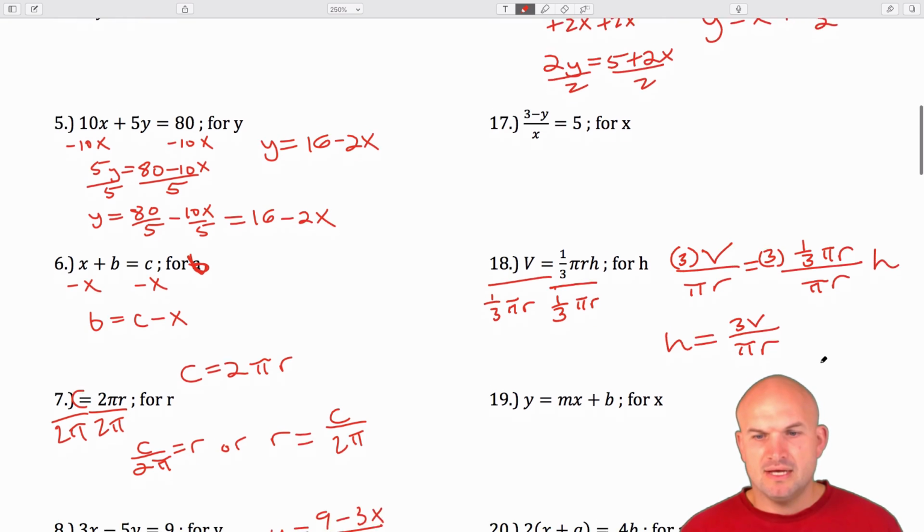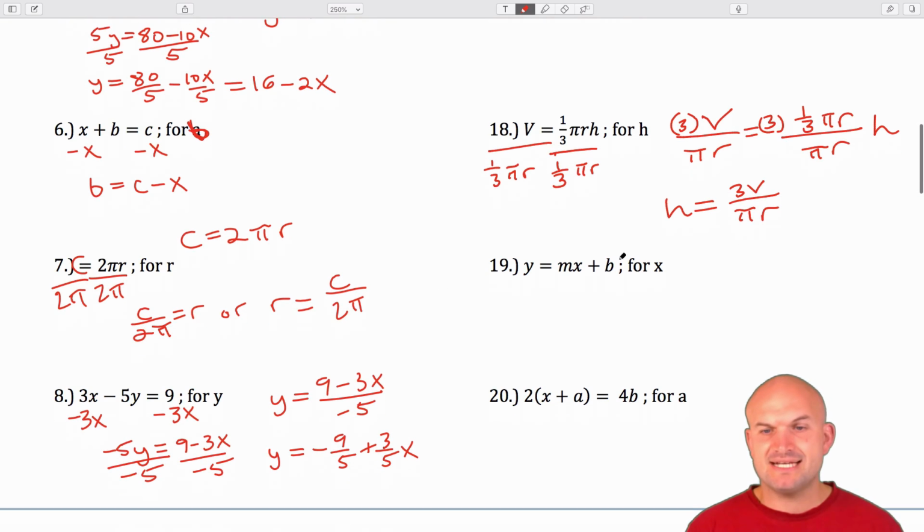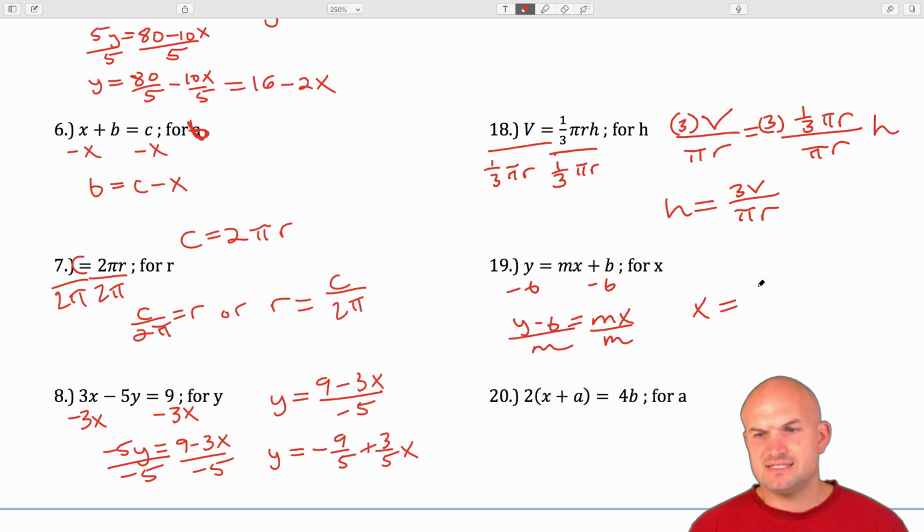There we go. Next one is a lovely slope-intercept form. If I just want to solve for the x here, I'll subtract the b first. Y minus b is equal to mx. And then to solve for x, I'll just divide by m on both sides. So x is equal to y minus b divided by m.